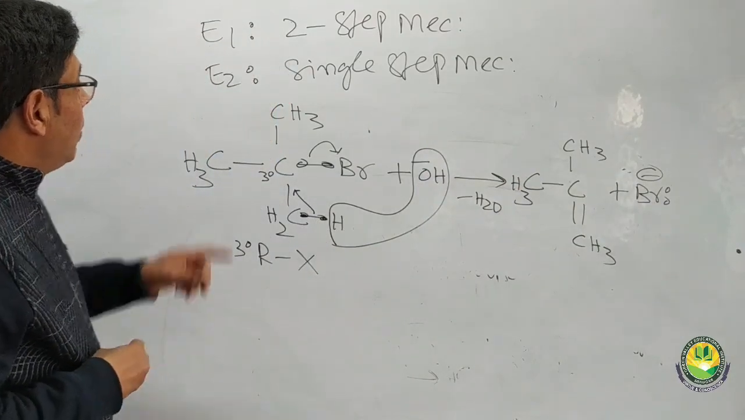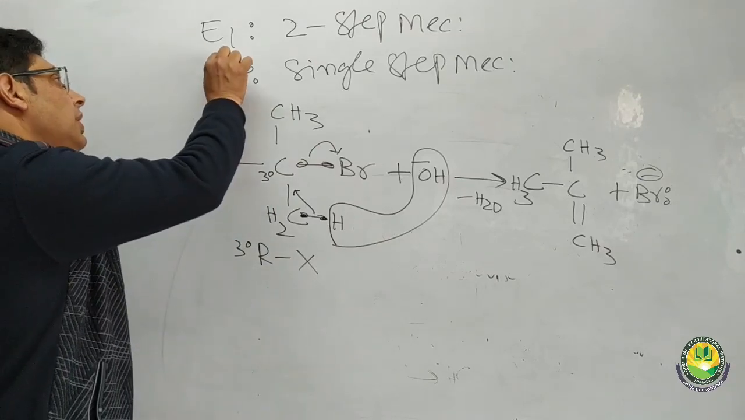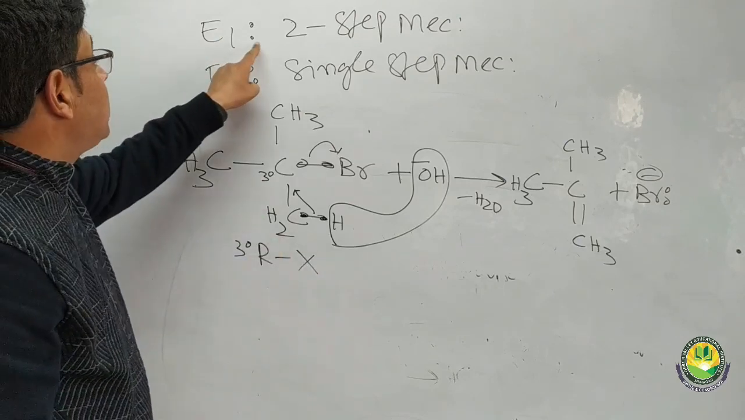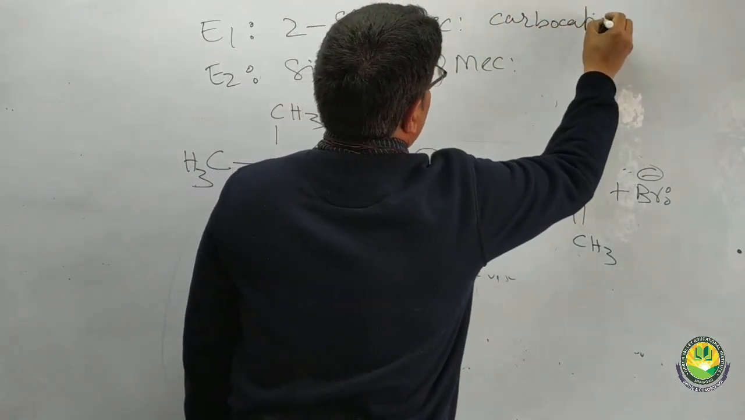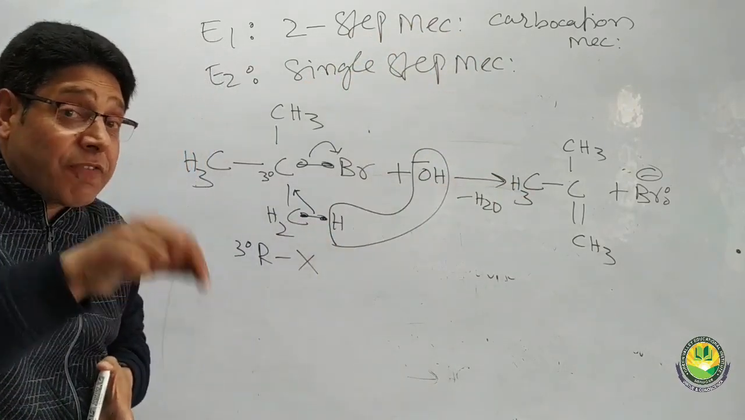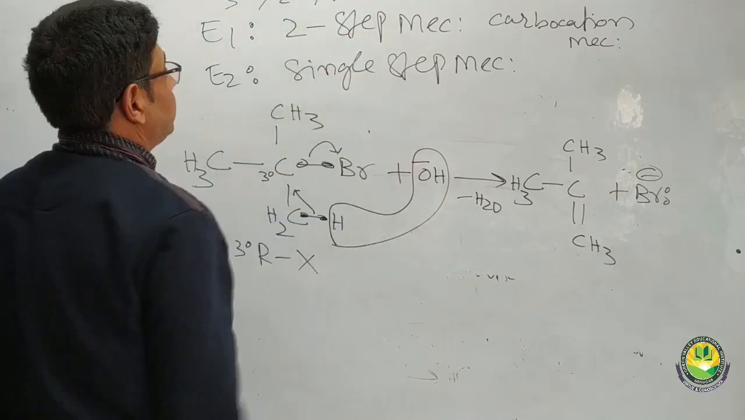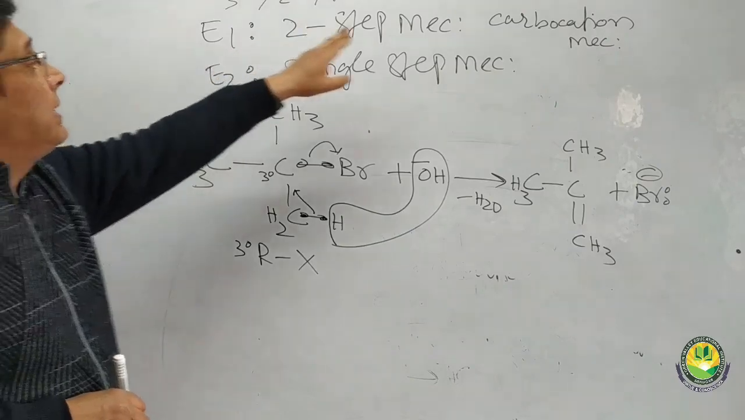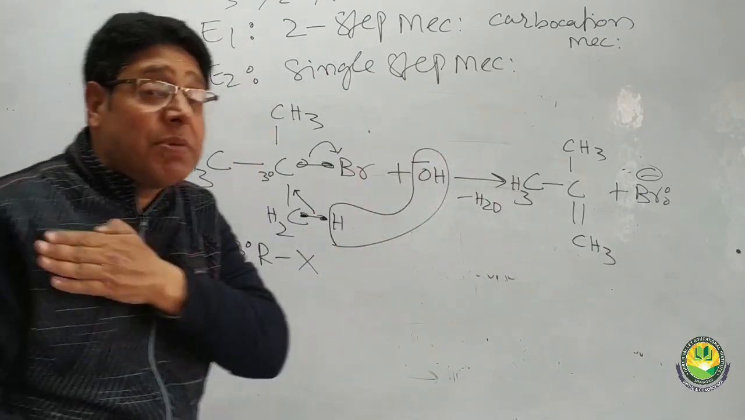So, elimination can take place by E1, elimination can take place by E2. E1 is a two-step mechanism, E2 is a single-step mechanism. Now the question is, if elimination takes place by E1 mechanism, which is a carbocation mechanism, what will be the order of reactivity? The order of reactivity for E1 mechanism is tertiary, secondary, primary, because the E1 mechanism involves formation of carbocation. If you start with tertiary alkyl halide, you will get a tertiary carbocation, and that will be formed readily.